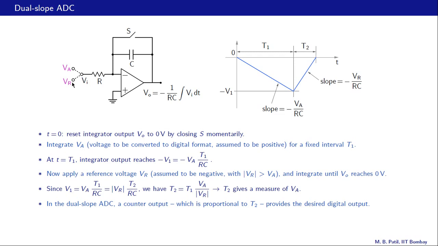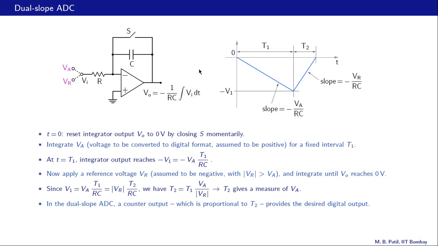Alright, let us now see how this ADC works. Let us say that at t equal to 0, we reset the integrator output to 0 volts by closing S momentarily. So we close this and open it very quickly. So that makes the output voltage equal to 0. So that is our starting point.